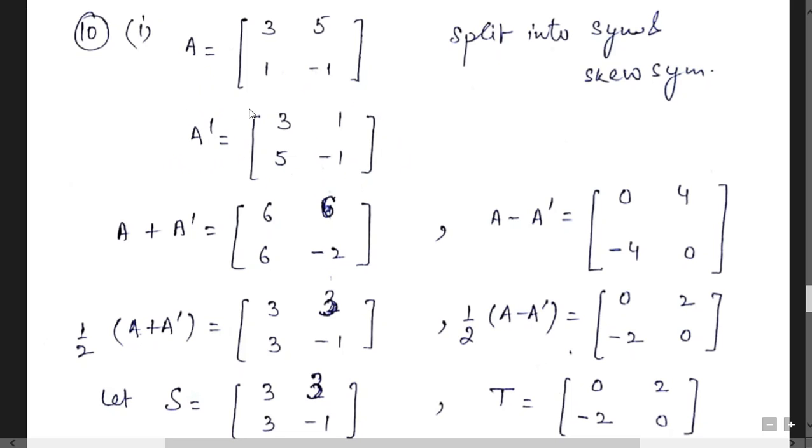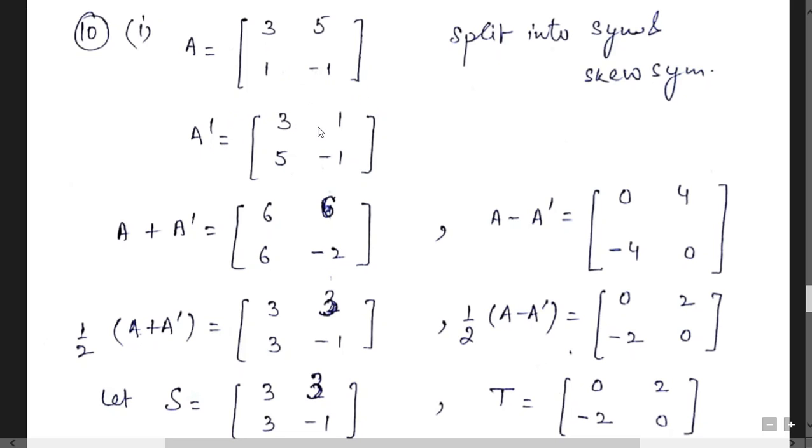In the first step you have to calculate A transpose, then add and subtract the value, then divide by 2. A plus A transpose divided by 2 will be symmetric, and A minus A transpose divided by 2 will be skew-symmetric. It's always true. And the addition of S and T is equal to A. Let us try this.